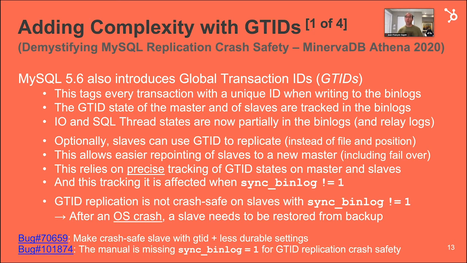And sadly, when you do not sync your binary logs because you need more performance, so you set sync_binlog to 0 as an example, it means that the GTID state of a master or of a slave will be compromised after an operating system crash. So that means that GTID replication is not crash safe with sync_binlog not equal to 1. And that's a problem because if you're using GTID and you want extra speed, you won't be able to be crash safe.